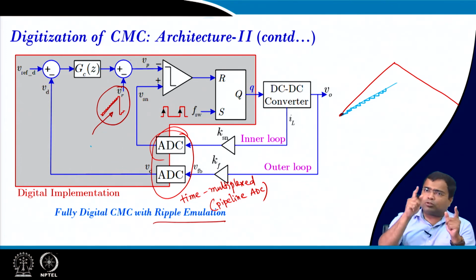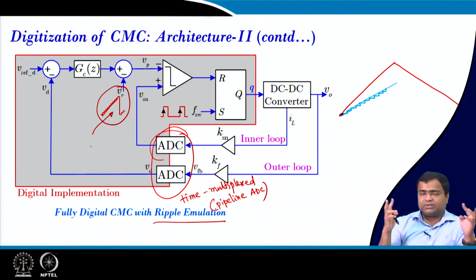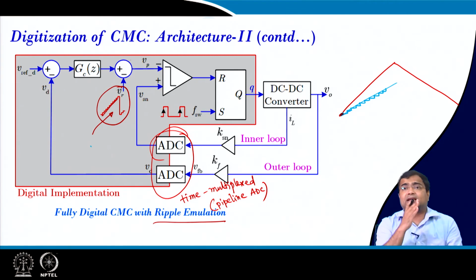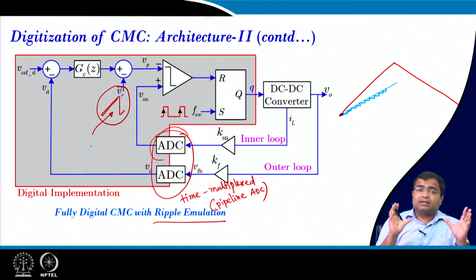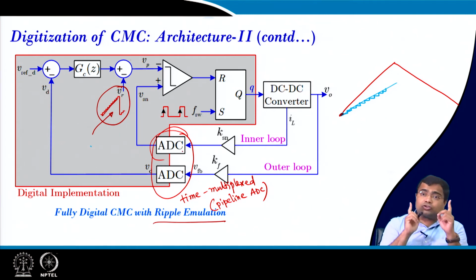As a result, both ADCs can become a single ADC with two analog mux inputs, that means two analog channels. So, you can time multiplex, and this can cut down the cost, because there is only one ADC and no DAC requirement. And in fact, this method also helps.